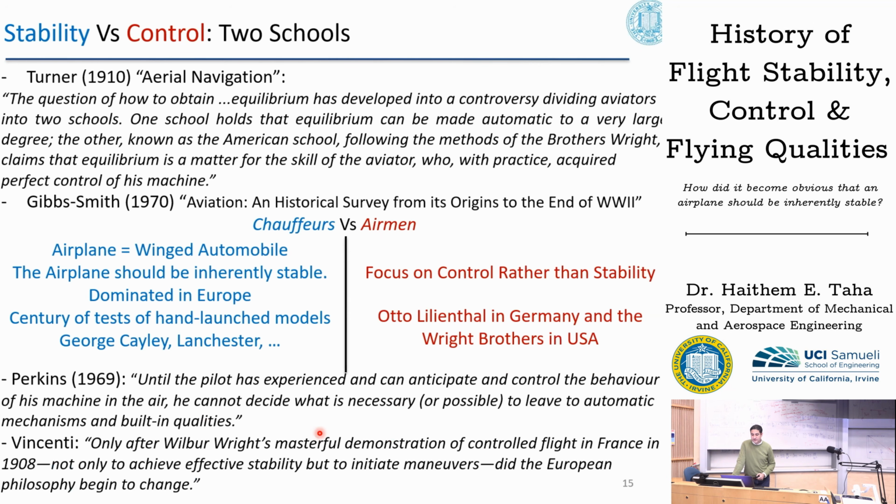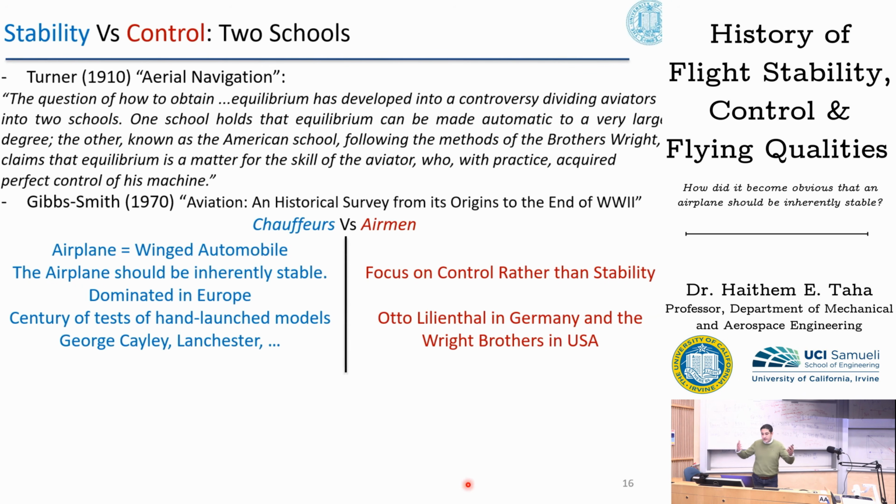Vincenti wrote that only after Wilbur Wright's masterful demonstration of controlled flight in France in 1908, not only to achieve effective stability but to initiate maneuvers, did the European philosophy begin to change, which makes sense. If the only successful airplane of the time was unstable both longitudinally and laterally, it will trigger the question: do we really need stability?